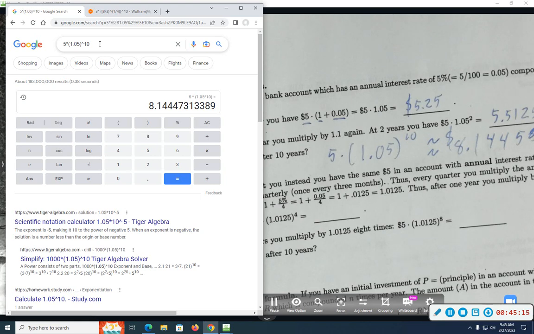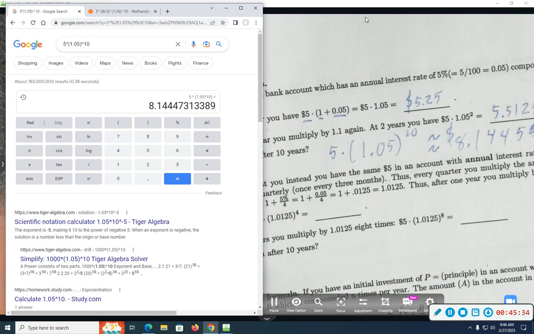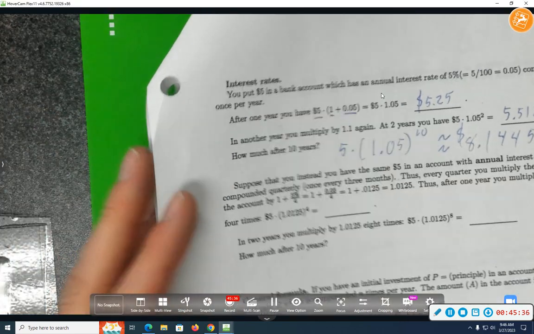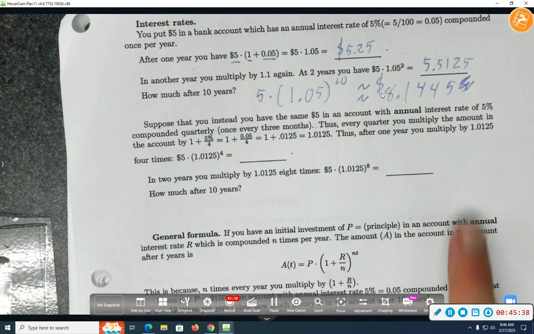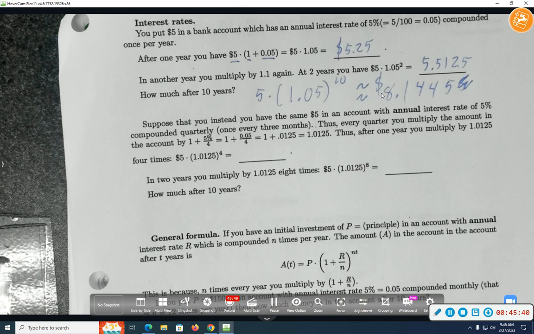A place where interpretation of numbers becomes slightly more subtle is that not all accounts are compounded annually. They'll advertise an annual interest rate, but then they'll tell you it's compounded quarterly. So what does the bank mean when they say that? So let's suppose that instead you take that same $5, you put it in an account with an annual interest rate of 5%, the same annual interest rate, but this time it's compounded quarterly, also known as once every 3 months.